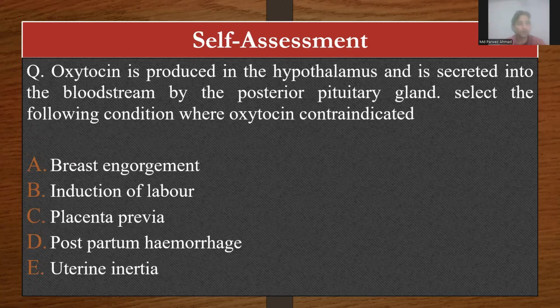Now the next question. Oxytocin is produced in the hypothalamus and secreted by the posterior pituitary gland. Select the condition where oxytocin is contraindicated. Yes, my dear student, please recall my lecture here. First one is breast engorgement. No, oxytocin is used in breast engorgement because of its property to eject milk. Induction of labor, no. Placenta previa, postpartum hemorrhage, uterine atony. We know placenta previa is the right answer, C.